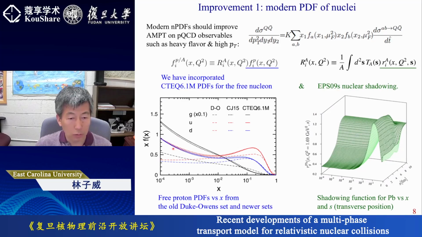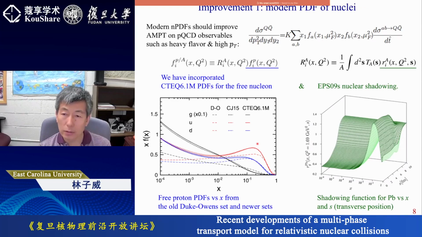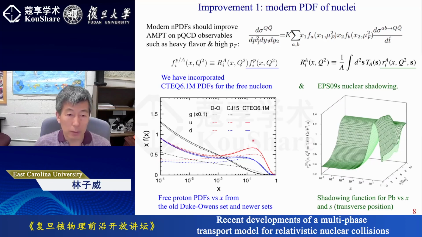For example, if you plot versus x the gluon density or the quark density like u quark or d quark density, we can see that the Duke-Owens curves are here for the 3 kinds of partons, but for the more modern PDF, they are the solid or the dotted lines up here. So they are much higher at small x and different at other higher x. So we need to replace the current AMPT PDF by the more modern PDF for the free proton. And that has been done in recent work a few years ago, where we incorporated the CTEQ PDF for free nucleons. So this part is updated.